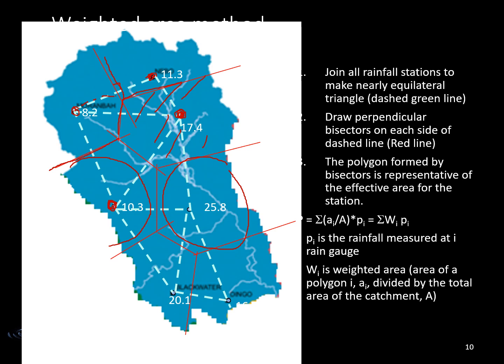Let me change the color. So perpendicular bisector here, perpendicular bisector here, perpendicular bisector here, and perpendicular bisector here, up to the outside of the catchment. And this whole area belongs to 10.3. So now you calculate the area, and then you multiply with 10.3, and you get the volume of rainfall in this area. And similarly, you can calculate for all.